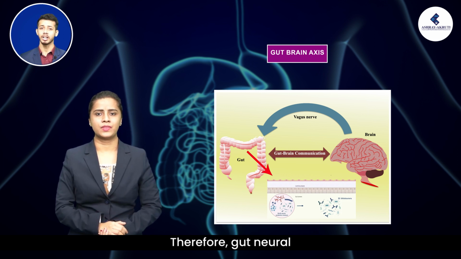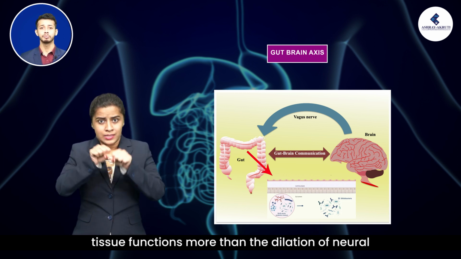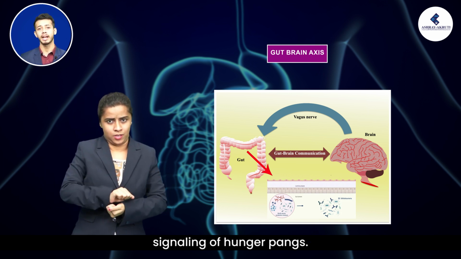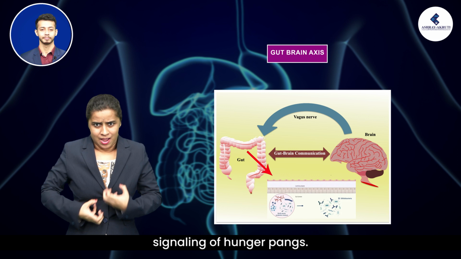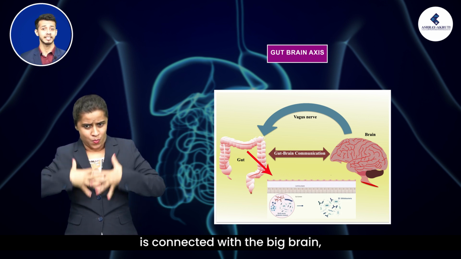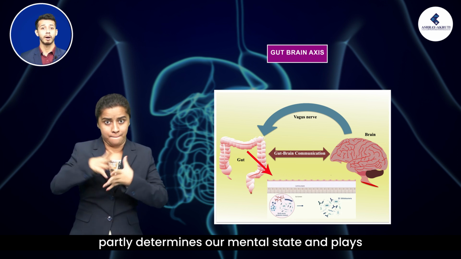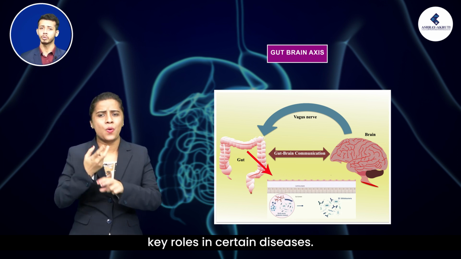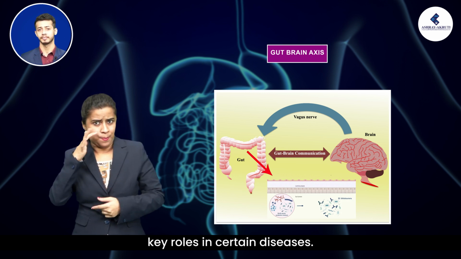Therefore, gut neural tissue functions beyond digestion and the neural signaling of hunger pangs. The little brain of the inner body is connected with the big brain, partly determines our mental state, and plays key roles in certain diseases.